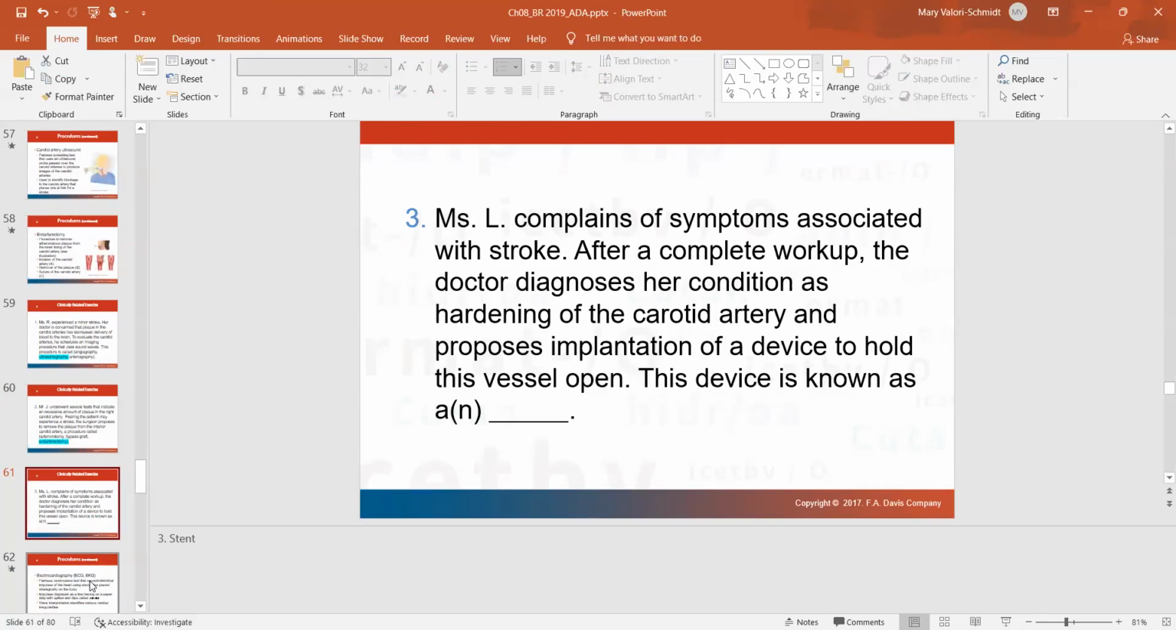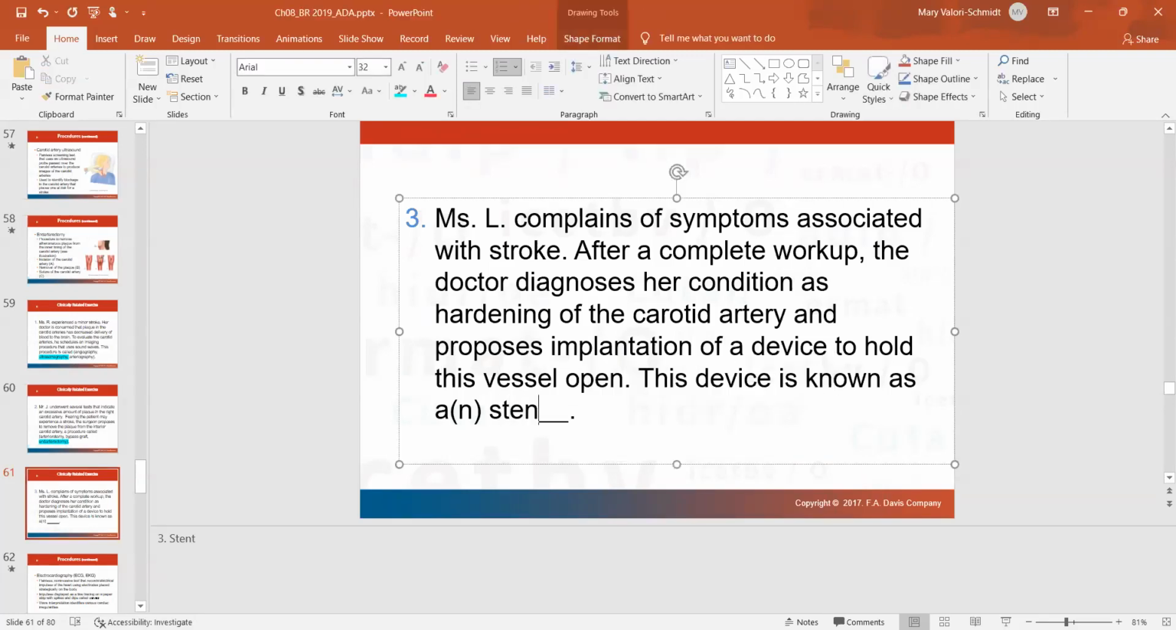Miss L complains of symptoms associated with a stroke. After the workup, the doctor diagnoses her condition as hardening of the carotid artery and proposes implantation of a device to hold the vessel open. So a little device that's a tube that holds the vessel open is called a stent. Thank you.